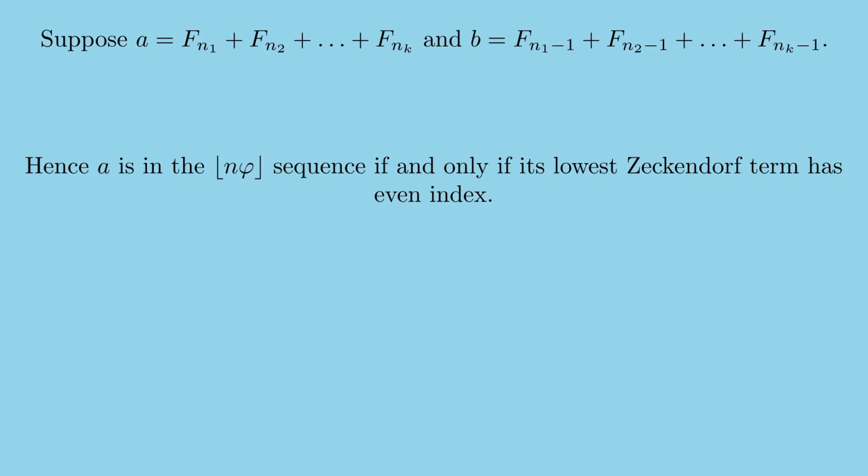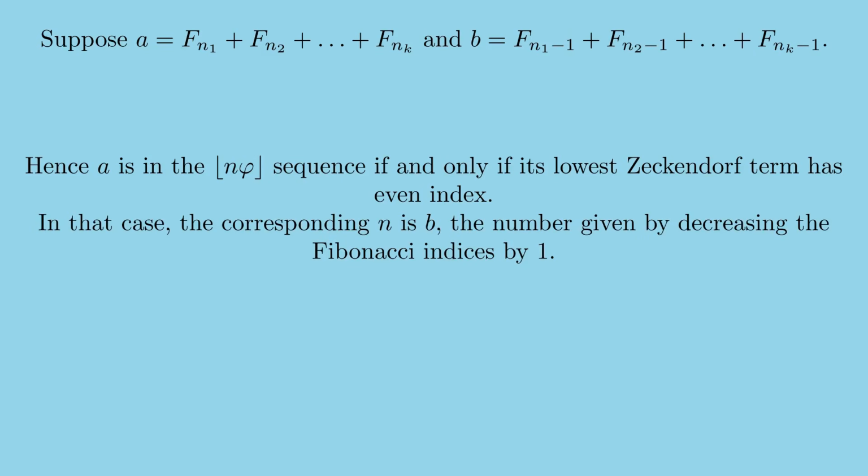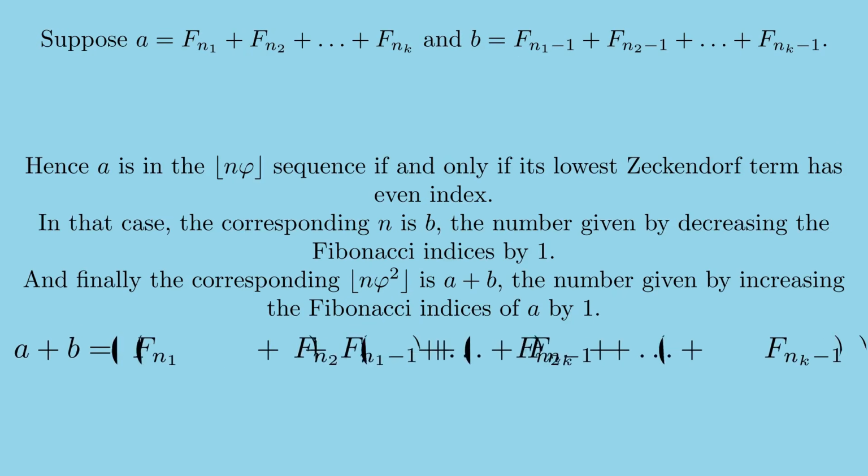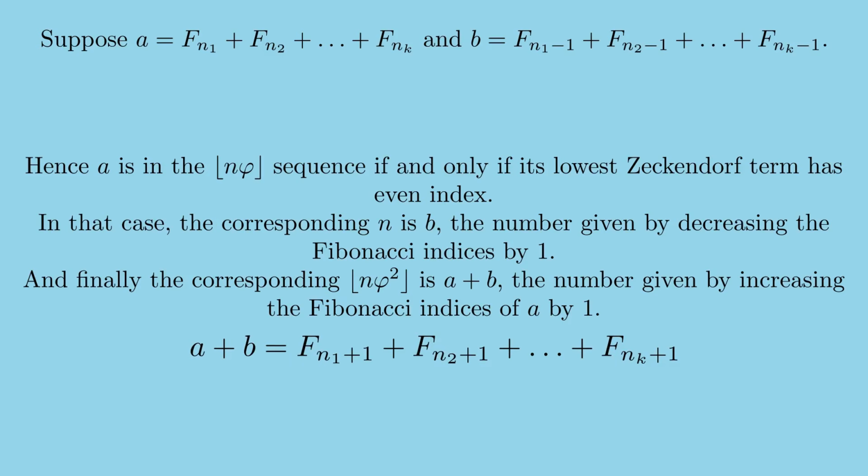has even index. In that case, the diagonal number b is what you get when you decrease each Zeckendorf index by 1. And the corresponding larger Beatty sequence term is a plus b, which, doing the calculation, is exactly the Zeckendorf representation where every index is increased by 1.